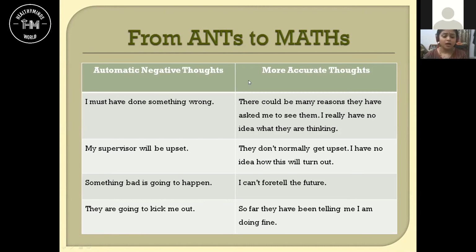Okay. So similarly, there are these couple of other examples that I've given you, like my supervisor will be upset. So the other alternative that we have here is they don't normally get upset. So I have no idea how this will turn out. So let's see what happens. So this is how we generally replace automatic negative thought with something which is more accurate as a thought. Okay, so these are just a couple of examples that I have given you. You can go through them at ease.